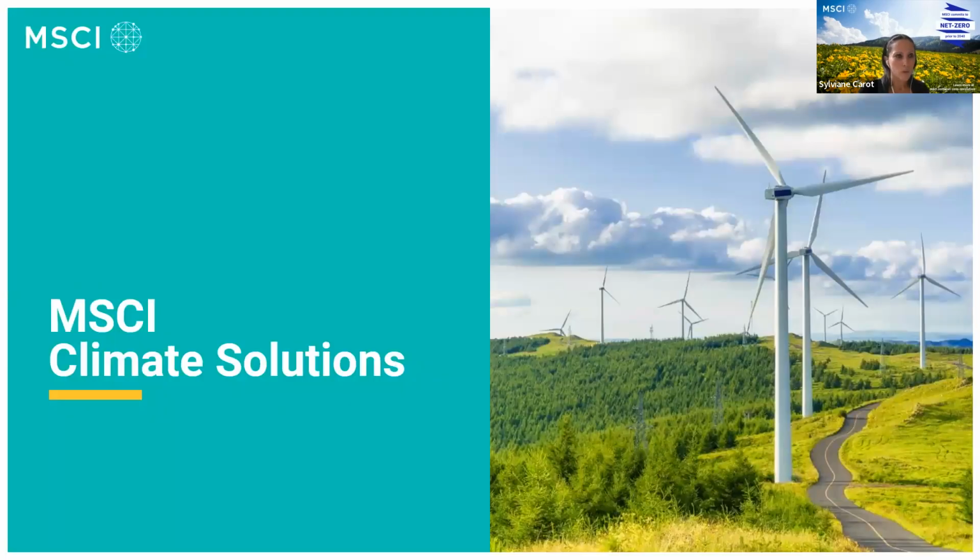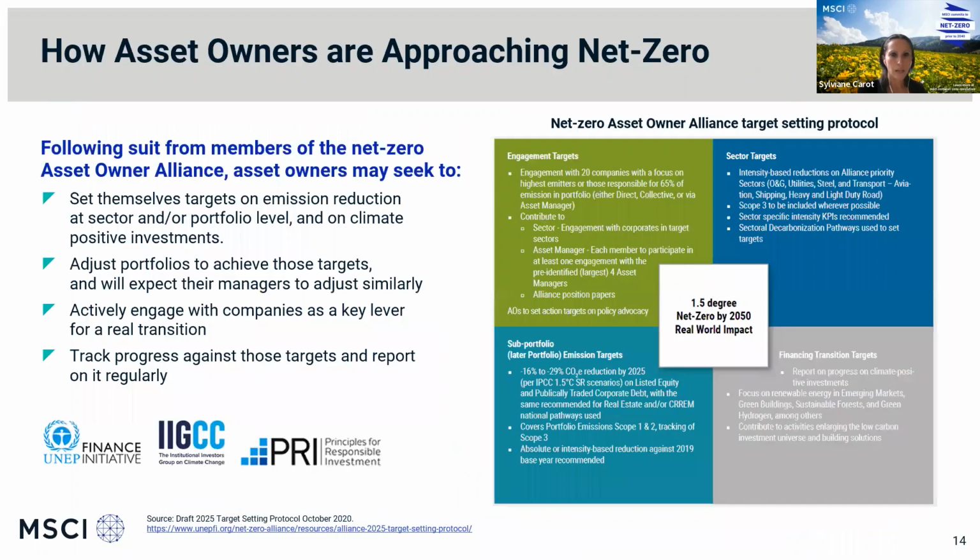Now, going more into climate solutions. So we discussed the rating. I'll just start by saying that Justin discussed net zero. So really, what is net zero? Net zero means that you're aligned with the Paris Agreement, which is to limit global warming to 2 degrees and preferably 1.5 degrees.